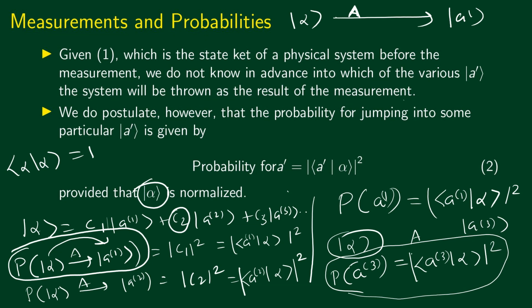This equality holds true only if ket alpha is normalized. We'll see this in more detail. If ket alpha is not normalized, then you have to replace this equal sign by a proportionality sign. That's all. If it is normalized, then this is an equality.